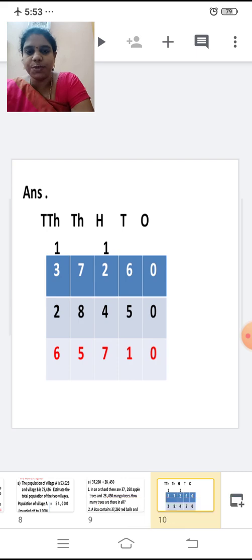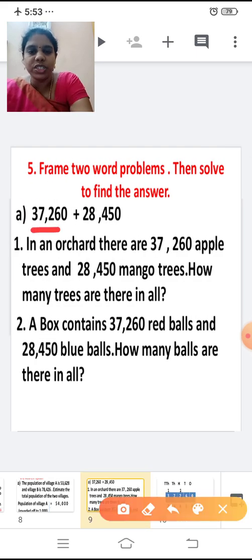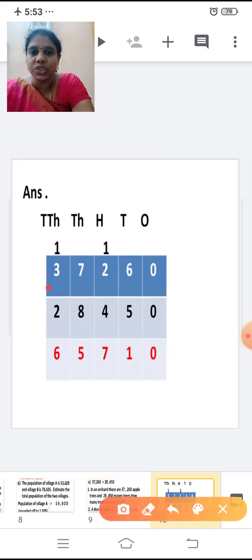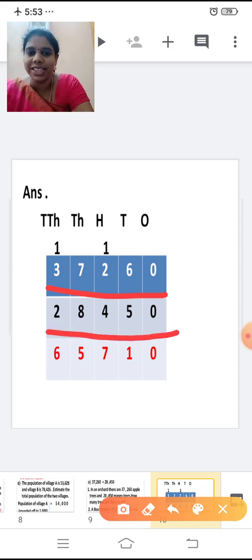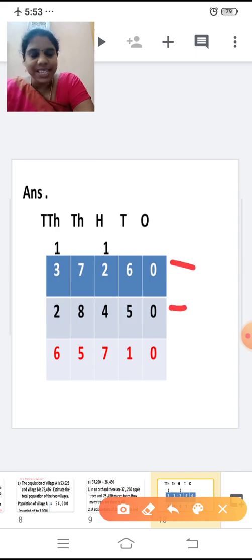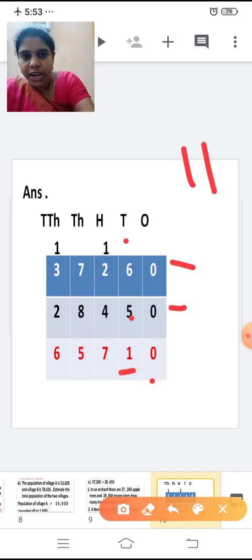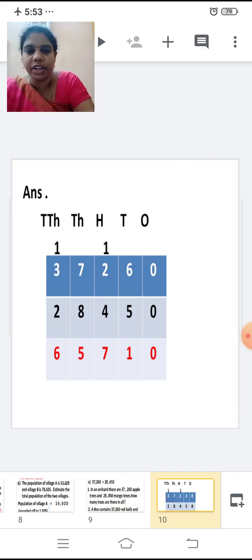Now, shall we solve this problem now? So, shall we add this now? 37,260 plus 28,450. Write the numbers in the exact places. 0 plus 0 is 0. Then move on to the tens place. 6 plus 5. After 6, I'm going to add 5 more. 7, 8, 9, 10, 11. So write 1, and 1 is carried over to the hundreds place.